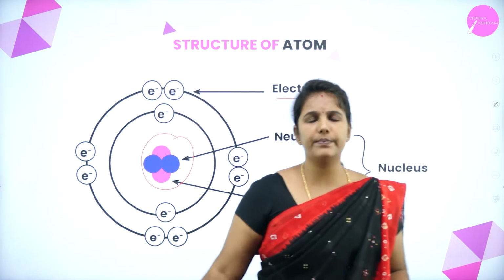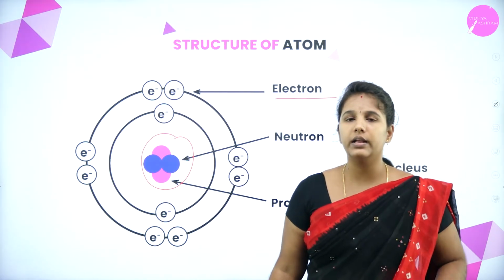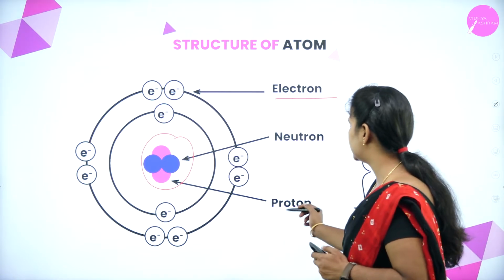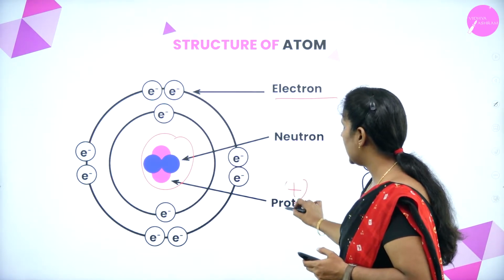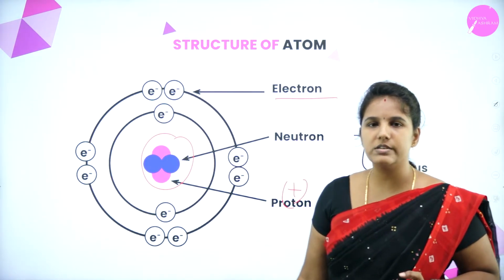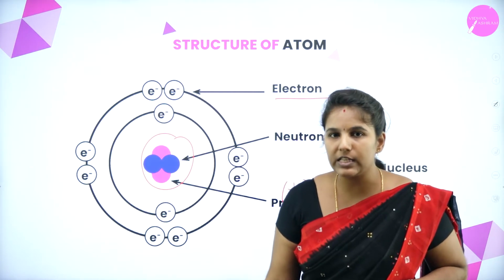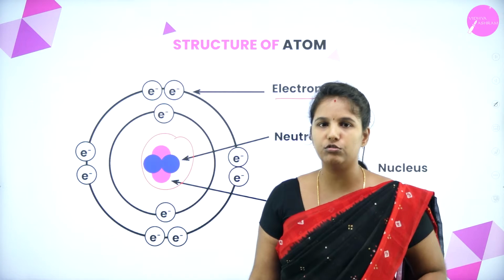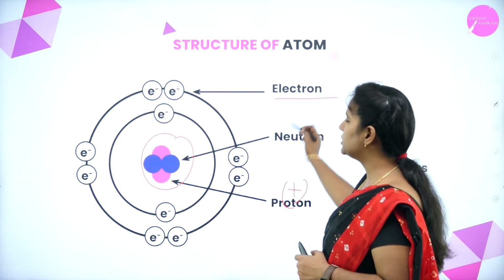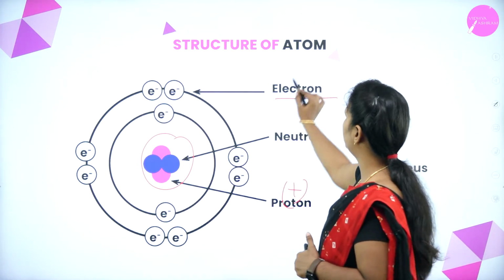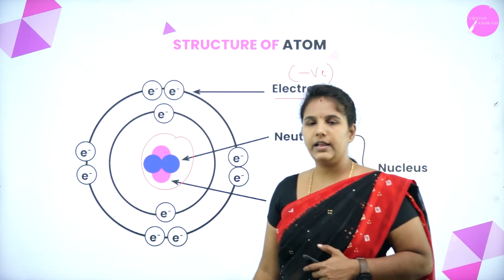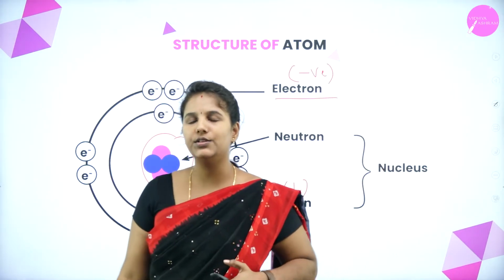Do you know what is the charge for the proton? Can you recall it? What is the charge? Yes, it is a positive charge. Protons are positively charged. What is the charge for the neutron? There is no charge for the neutron. Okay. What is the charge for the electron? Very good. It is negative. So, electrons are negatively charged.